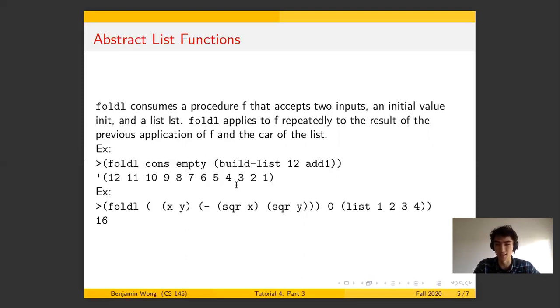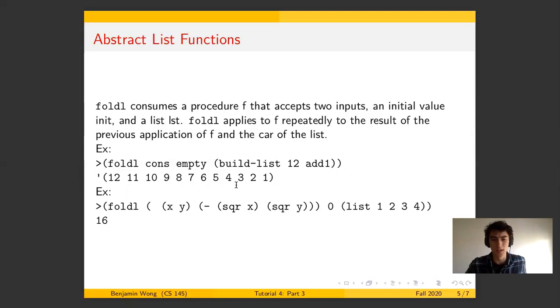What that means is that it will call the function on the first element of the list and the initial value. Then it will call the function again on the second element of the list and the output of that function. Then it will call the function again on the third element of the list and the output of the second application of f, and it'll keep going until the list is exhausted.